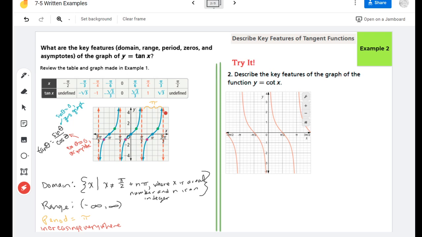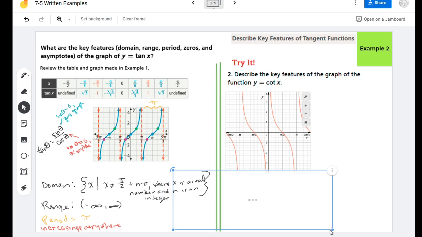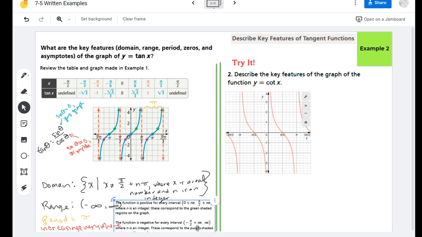Now they also have this notation. I don't really want to write it down because I have messy handwriting, so let me go ahead and snip it from the book. It talks about it being positive versus negative, and it has shaded graphs, but I didn't copy the shaded graph. But look at what it says. It says the function is positive for every interval 0 plus n times pi, and pi over 2 plus n times pi.